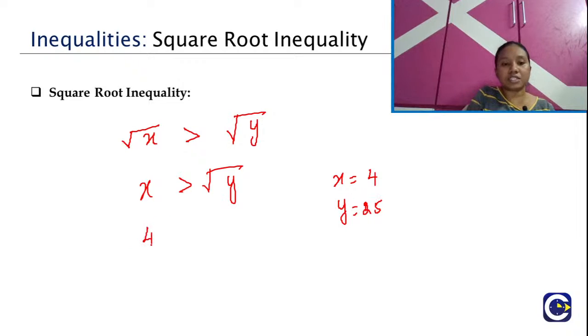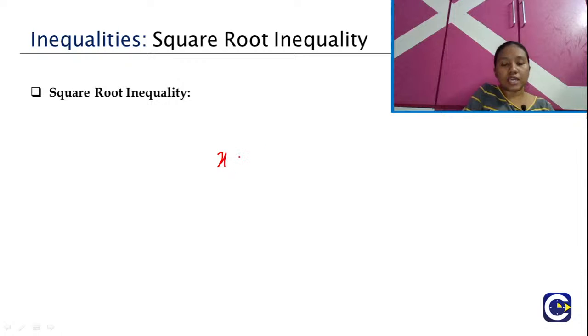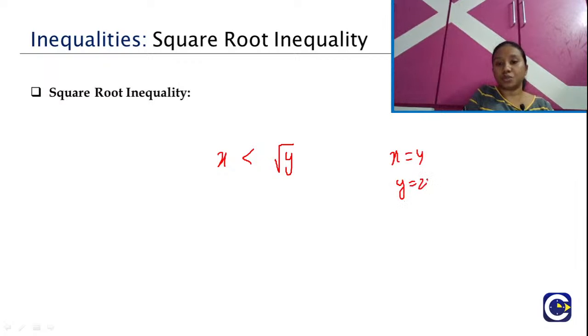If I take x as 4 and y as 25, root 25 will be 5, which means 4 greater than 5. Is it possible? No, right? So 4 greater than 5 is not possible. Let us take another example. Let me interchange it, so x less than root y. Let me take x equal to 4 and y equal to 25. Then 4 less than 5, it's correct.